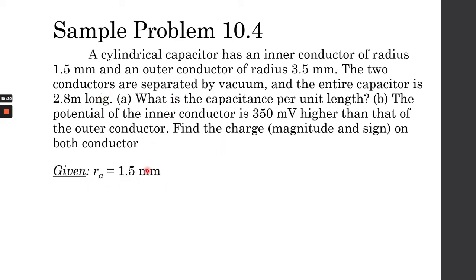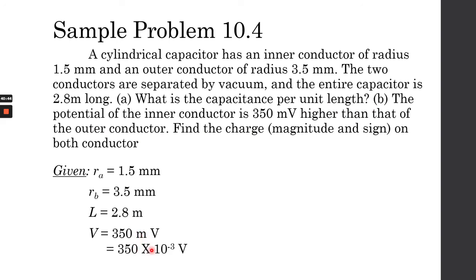So you're given your RA and you're given the radius of your outer cylinder. And the length of your cylinders is 2.8. And you were also given the potential. The potential of the inner conductor is 350 mV higher than that of your outer conductor. So this is their potential difference. Millivolts is equal to 10 raised to negative 3 volts. So they're asking about capacitance per unit length, and they're asking for the charge value for both conductors.